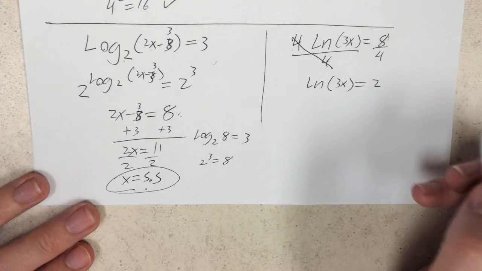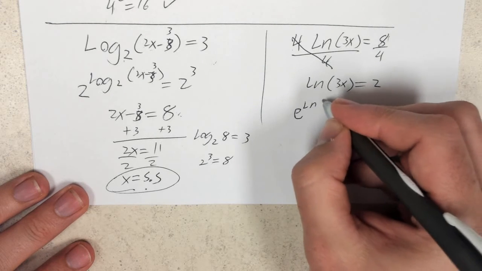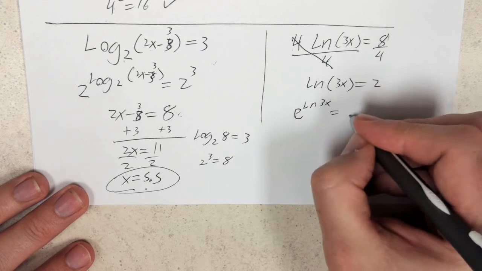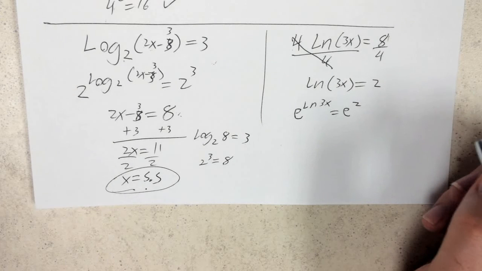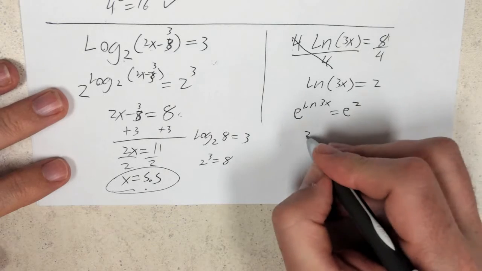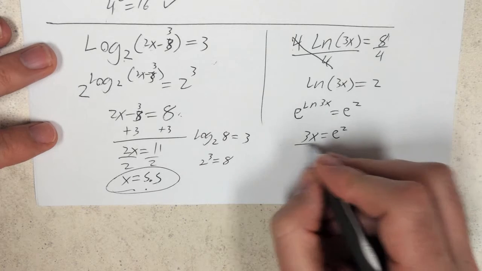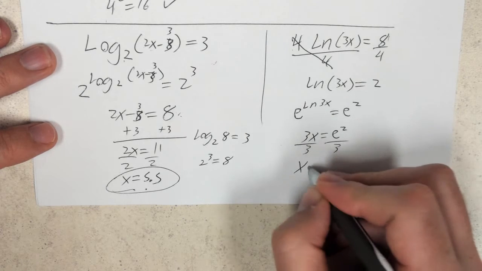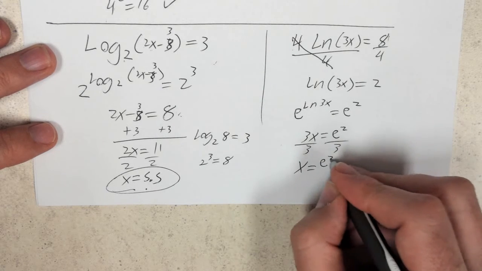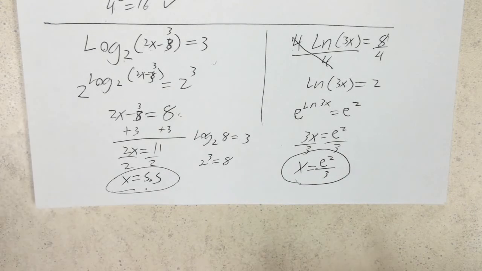And then we're going to have to do e to the natural log of 3x is equal to e to the second, and then those cancel, so 3x is equal to e to the second, and we divide by 3, and so x is equal to e squared divided by 3, and there's not really any simplifying we can do from there. That's it.